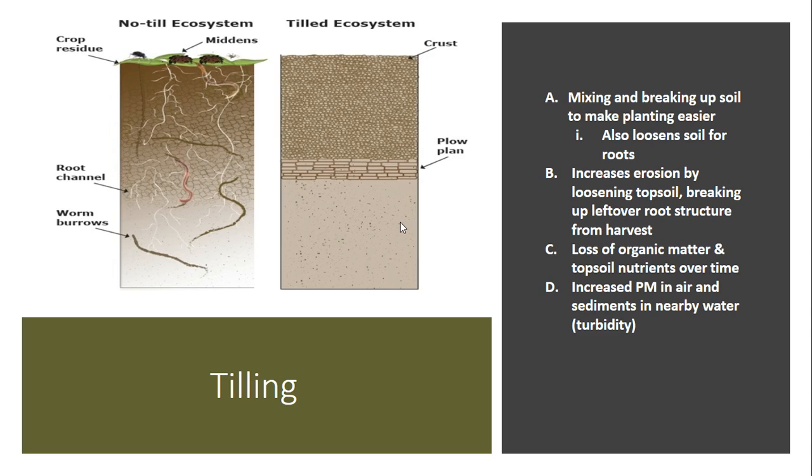We can also see a loss of organic matter found in the topsoil and increased particulate matter in the air. That's what PM stands for. Particulate matter would be any of the sediment or dirt that gets blown up due to wind. And if any nearby watershed happens to be next to this agricultural field, we might even see an increase in particulate matter found in the watershed. So that's going to be affecting the turbidity of that water.